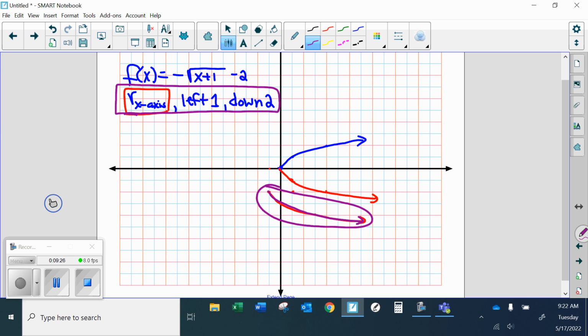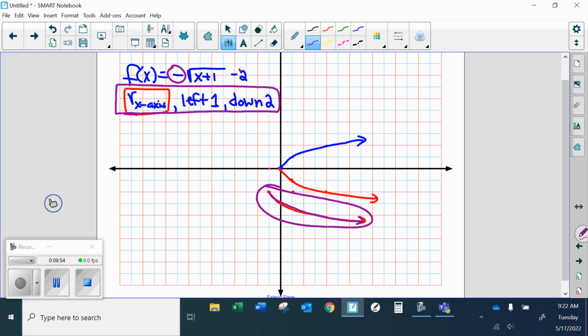Now these shifts, just so you know, apply to any function from a parent function. It could be a line, it could be a parabola. We're just dealing with square roots, but it doesn't matter what the original is, whatever the f(x) is. If I put these shifts and negatives on there, it still does the exact same thing. So if it's a negative out front, it's a reflection over the x-axis. Next to the x, you do the opposite sign. Outside, you do the same sign, up or down.